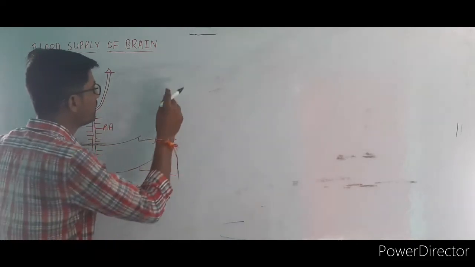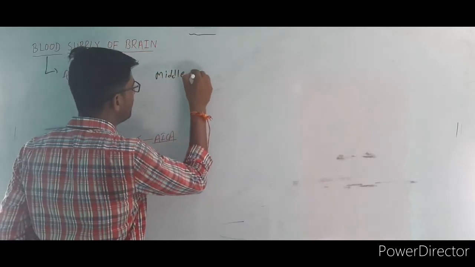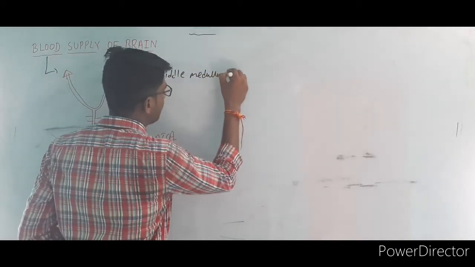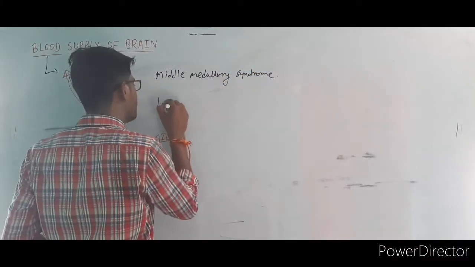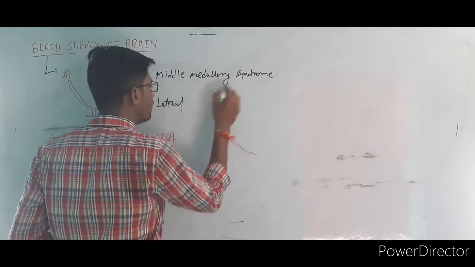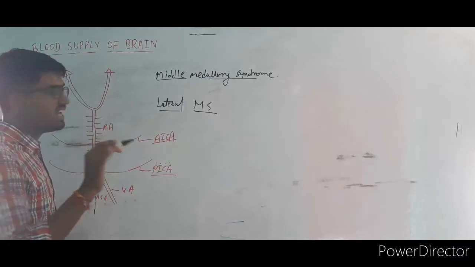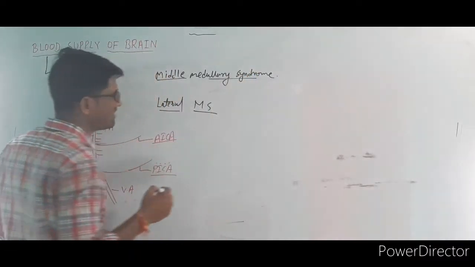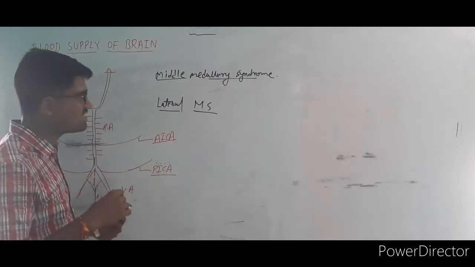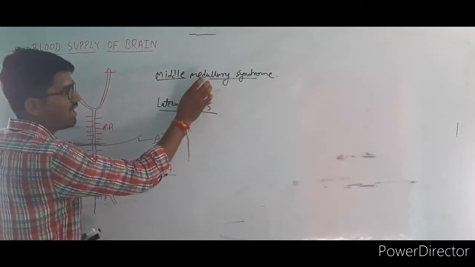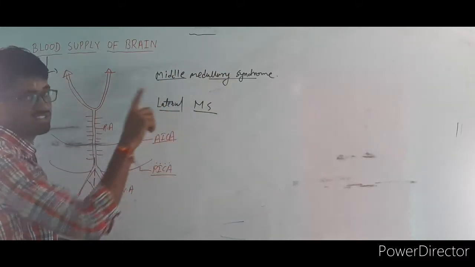So there is one thing that is called medial medullary syndrome, right? And one is the lateral medullary syndrome. Frequently asked question, and this question has been asked in various exams many times. In the medial medullary syndrome, which artery is going to be affected, and in the lateral medullary syndrome, which artery is going to be affected?